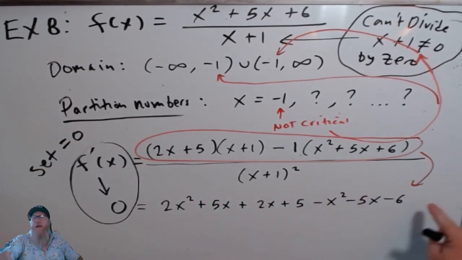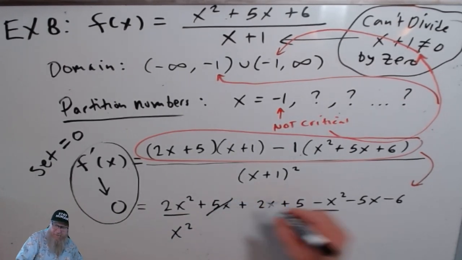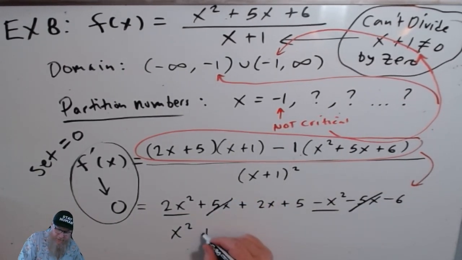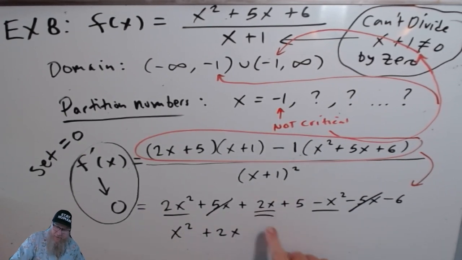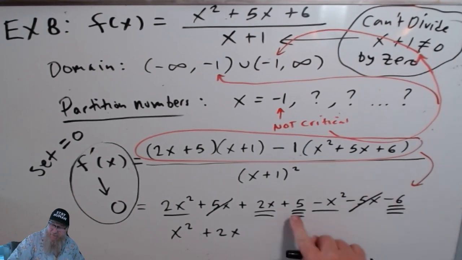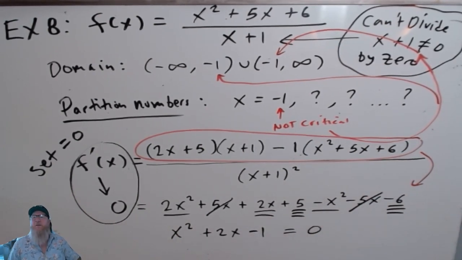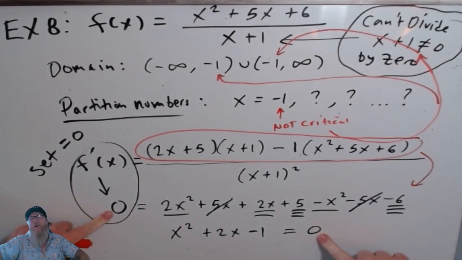Normally I put the 0 on the right side, so let's go ahead and do that. I got 2x squared and -x squared. I've got 5x, -5x cancel. 2x, and then I've got 5 and -6 is -1, and I set it equal to 0. You can put the 0 on the left if you like, but I normally put it on the right-hand side.